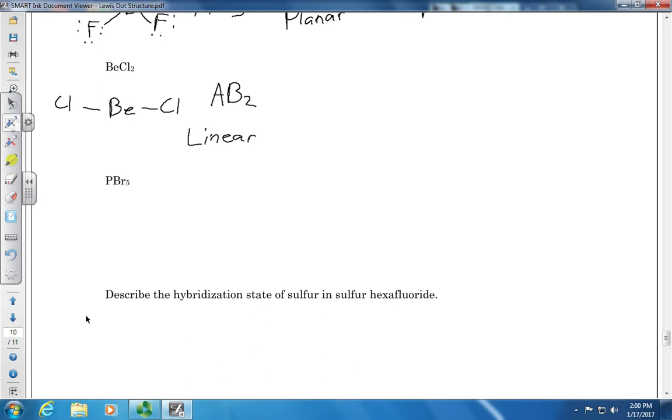Again, beryllium is probably one of the ones that would not make as much sense in this case, except to say that what really is happening is that this is an ionic compound. But for the sake of practice, we'll just go ahead and call it a molecule and say it's AB2 and linear. And so it would have the sp hybridized state. A really big example of sp hybridized states would be a carbon triple bonded with a carbon. That's always going to be sp hybridized.